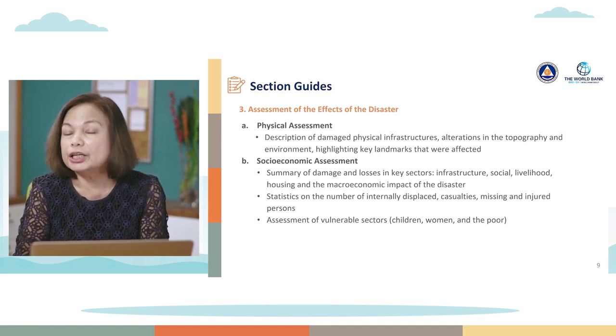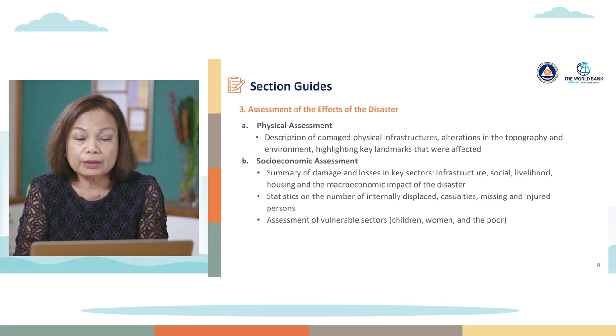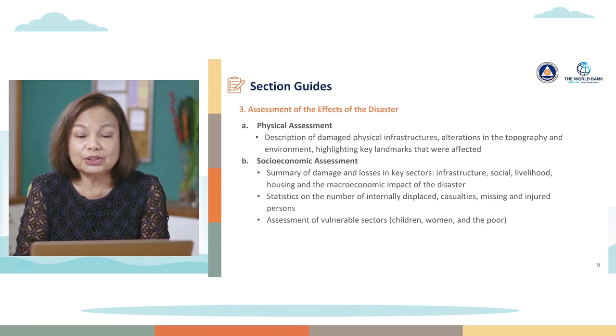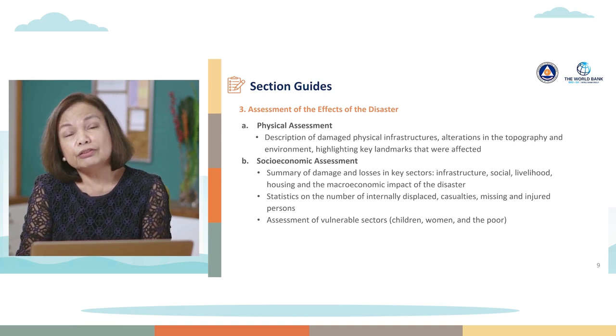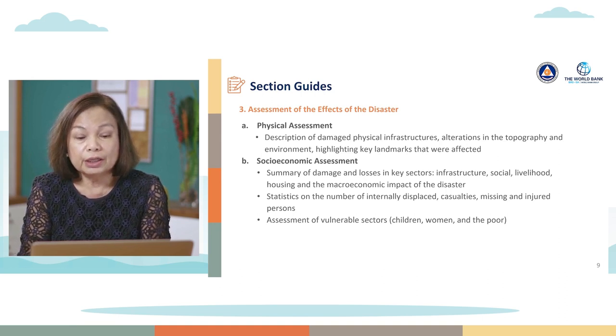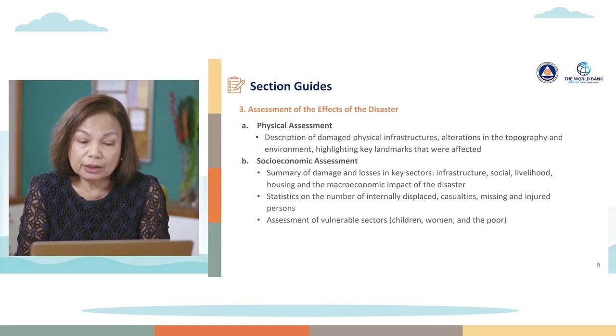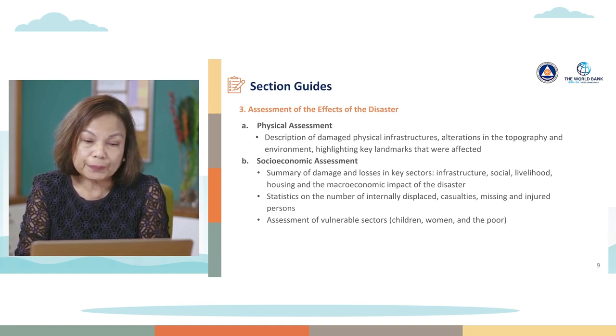housing, and the macroeconomic impact of the disaster, and the statistics on the number of internally displaced persons, casualties, missing and injured persons. Assessment of vulnerable sectors, which includes the children, women, and the poor. Again, the information will come from the PDNA that was prepared before. However, we should highlight the human recovery needs, which is also available from the PDNA.